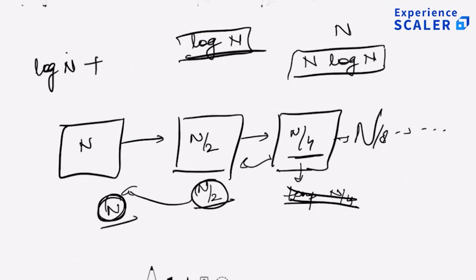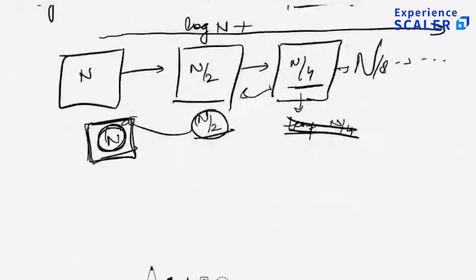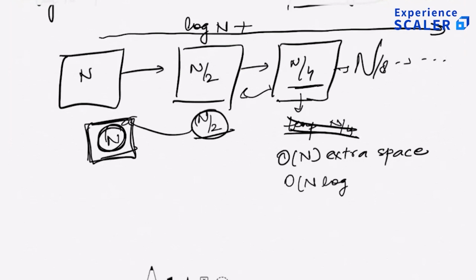So maximum space that I end up using additional is I have log n stack of recursion, plus I have this additional order n size array that I might have used, which is my temp array. So order n extra space is what we end up using apart from the array space. So space complexity becomes order n. Time complexity becomes order of n log n.